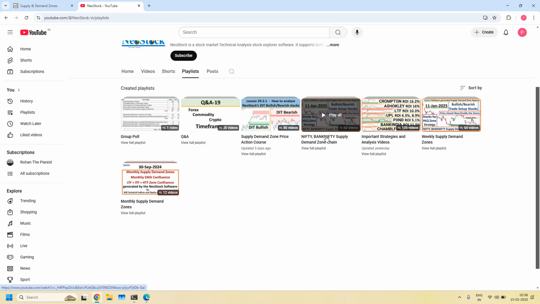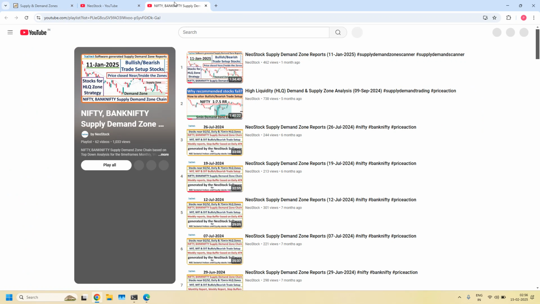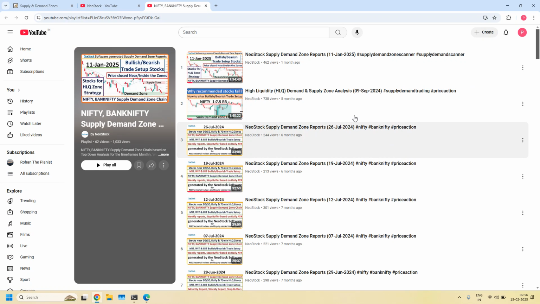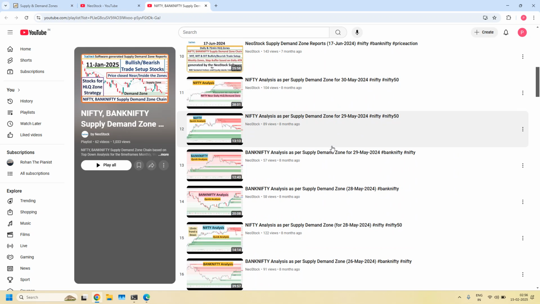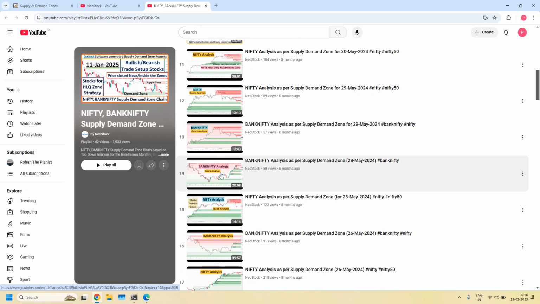Where is it? See here, this is the one. Nifty Bank Nifty supply demand zone chain. Open this playlist. In this playlist, Nifty Bank Nifty supply demand zone chain detailed reports will be there. See here, this is a quick analysis. There are some reports like detailed analysis.